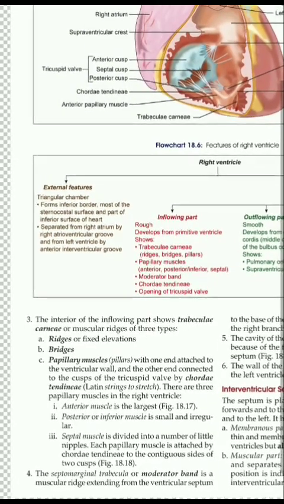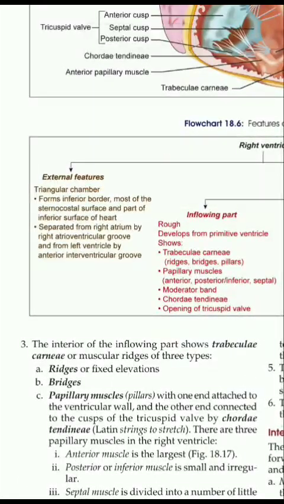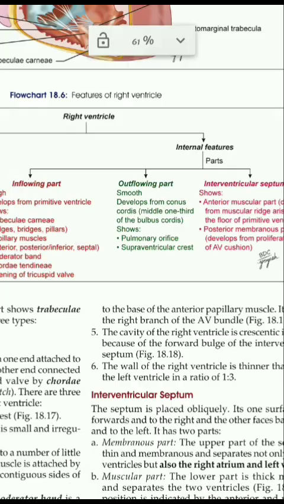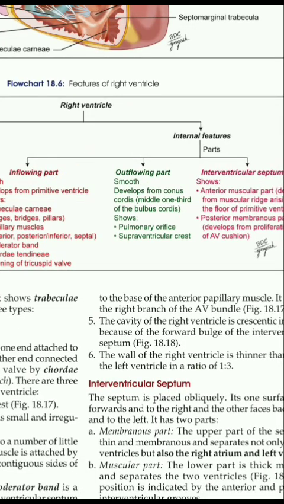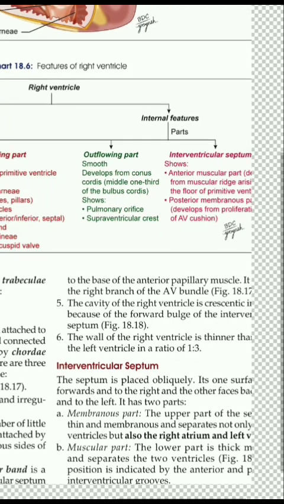So basically, external features we see here: a triangular chamber that forms the inferior border, most of the sternocostal surface and part of the inferior surface of the heart, separated from the right atrium by the right atrioventricular groove, and from the left ventricle by the anterior interventricular groove. Its internal features consist of three parts: inflowing, outflowing, and interventricular septum.